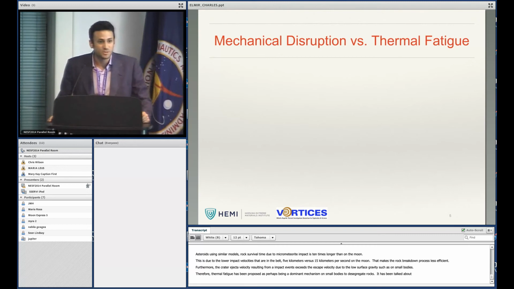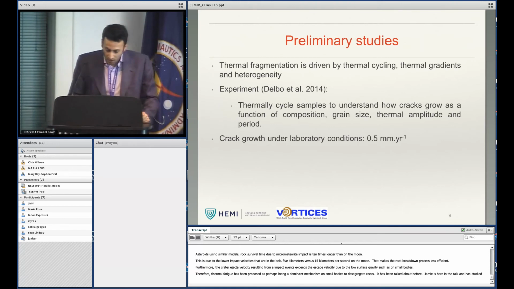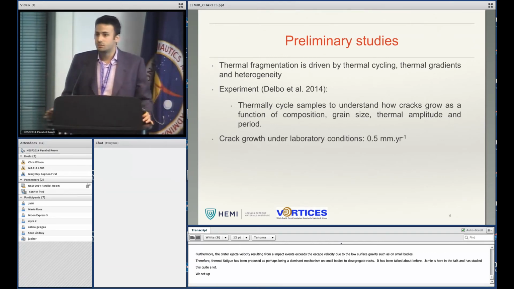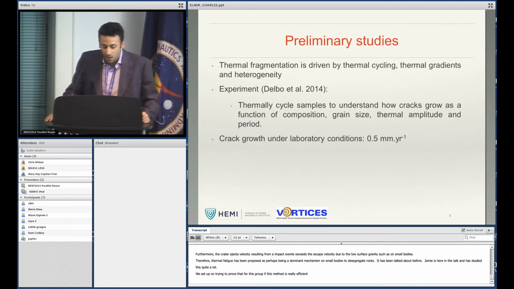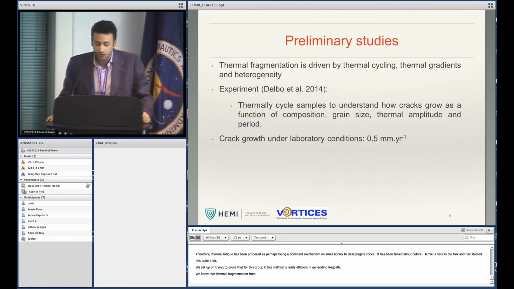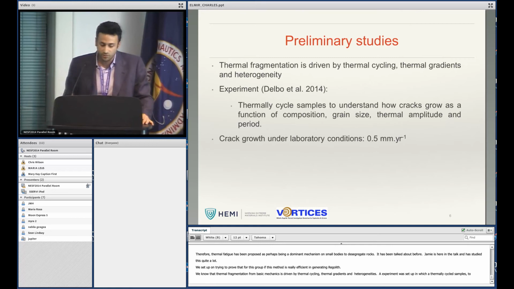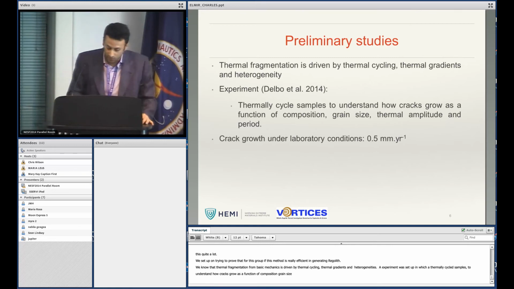I know Jamie Molaro, she's here in the talk, has studied this quite a lot. So we set out to prove or disprove if this method is really efficient in generating regolith. So we know that thermal fragmentation from basic mechanics is driven by thermal cycling, as previously said, thermal gradients, and heterogeneities. So Marco Delbo set up a set of experiments in which he thermally cycled samples to understand how cracks grow as a function of composition, grain size, thermal amplitude, and period.